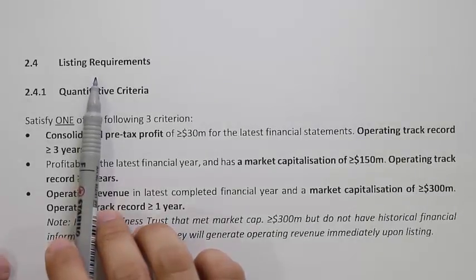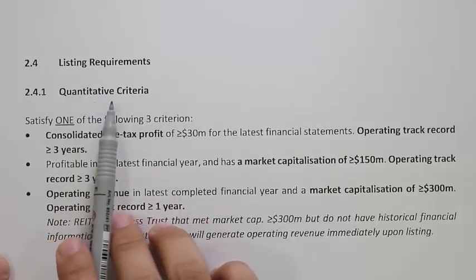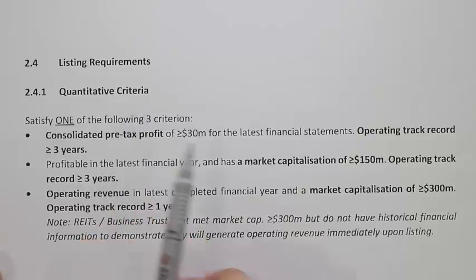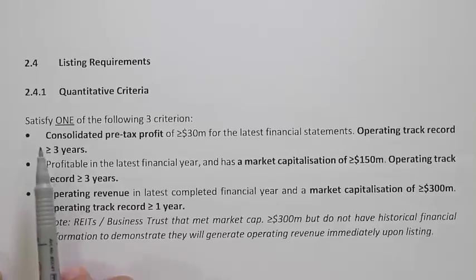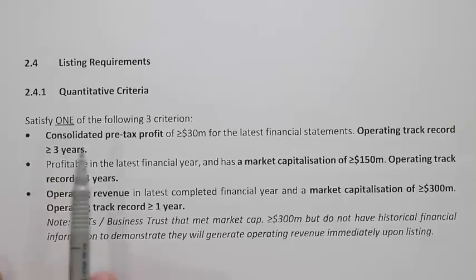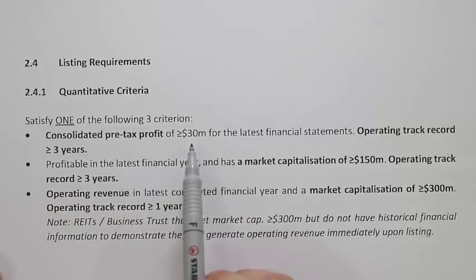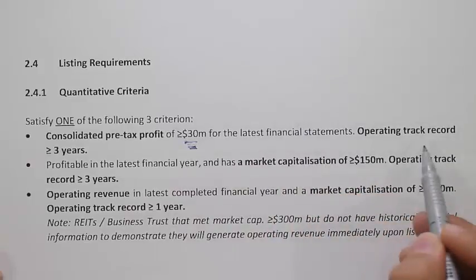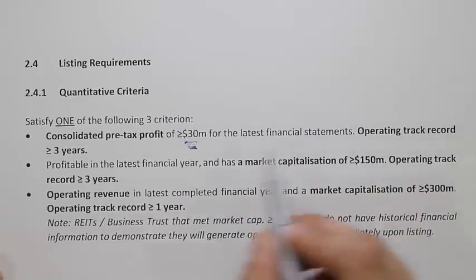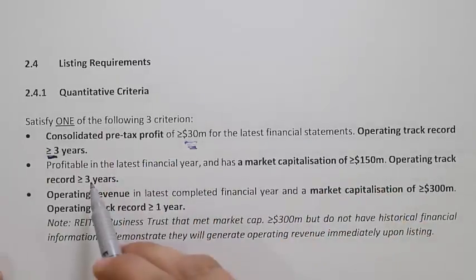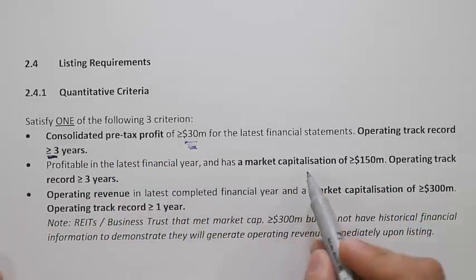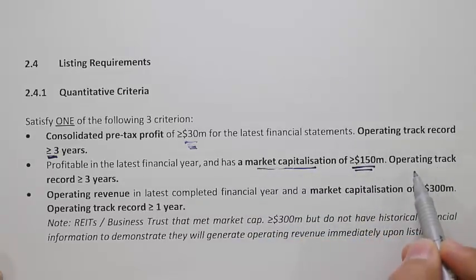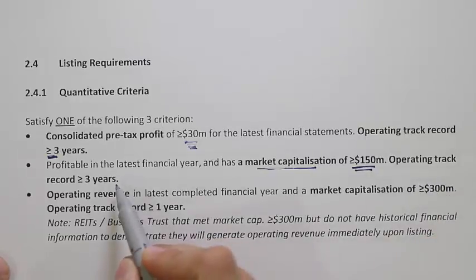Listing requirements carry on. There is this quantitative criteria that a company needs to satisfy before they are able to be listed. These are the 3 criteria, but they only need to satisfy just one of them. The first one is the consolidated pre-tax profit of more than 30 million for the latest financials, but this must have an operating track record of more than 3 years. Or profitable in the latest financial year, and has a market capitalization of 150 million or more, and also requires an operating track record of more than 3 years as well.